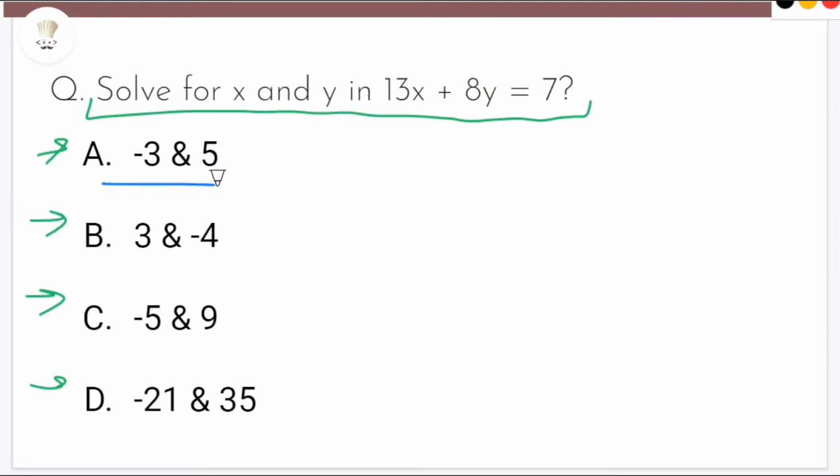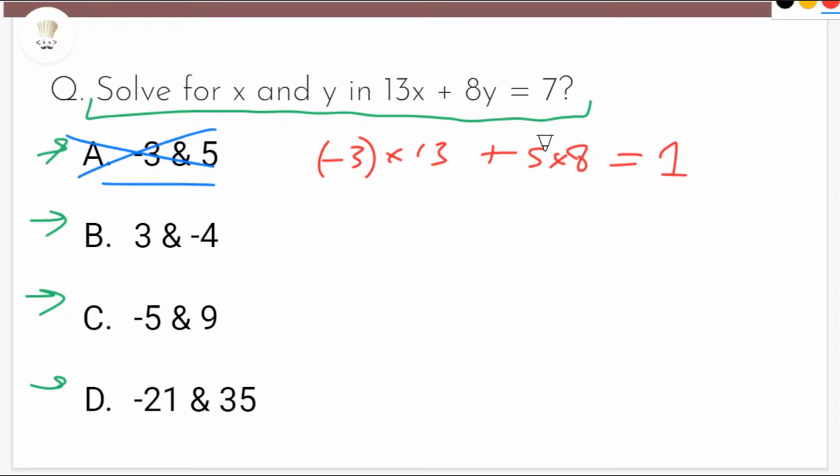Is minus 3 and 5 here? Yes, but this is not the correct answer, because minus 3 into 13 plus 5 into 8 is equal to 1, not 7. So to get the answers for 7, we have to multiply these values by 7, which are minus 3 and 5. If you multiply them by 7, we get minus 21 and 35. So is that in the options? Yes. So that is the correct answer.